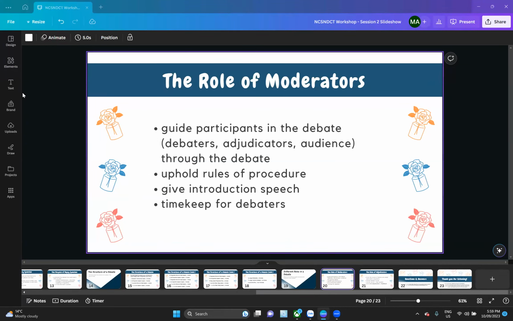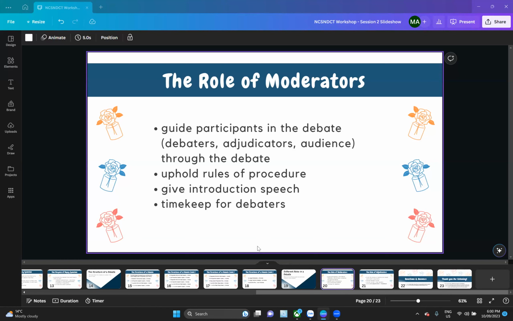All right, so let's quickly discuss the role of moderators. The moderator's main job is to oversee the smooth running of the debate. They will do that by guiding the participants through the debate. That includes the actual debaters, the adjudicators, and the audience, so that everybody knows what's going on, they know what to expect, and they know to get ready if they're speaking soon.